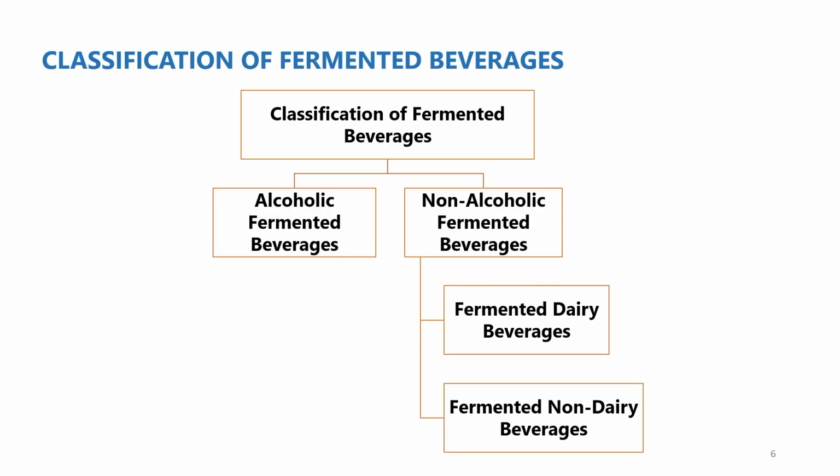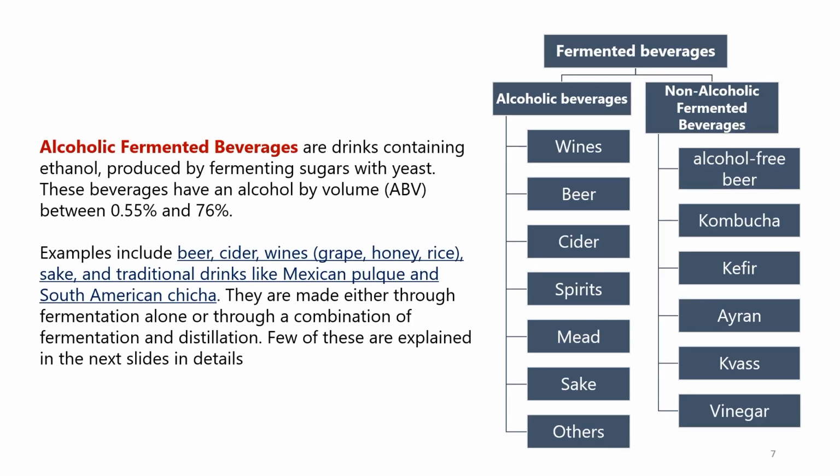Let us now look into the various types of fermented beverages. We can broadly classify them into two, as already discussed in the starting slide: alcoholic fermented beverages and non-alcoholic fermented beverages, which can be further classified into fermented dairy beverages and fermented non-dairy beverages. Let us look into the broad diversity of alcoholic beverages, which can be wines, beer, cider, spirits, mead, sake and miscellaneous. Under non-alcoholic we may have alcohol-free beer, kombucha, kefir, ayran, kvass and vinegar.